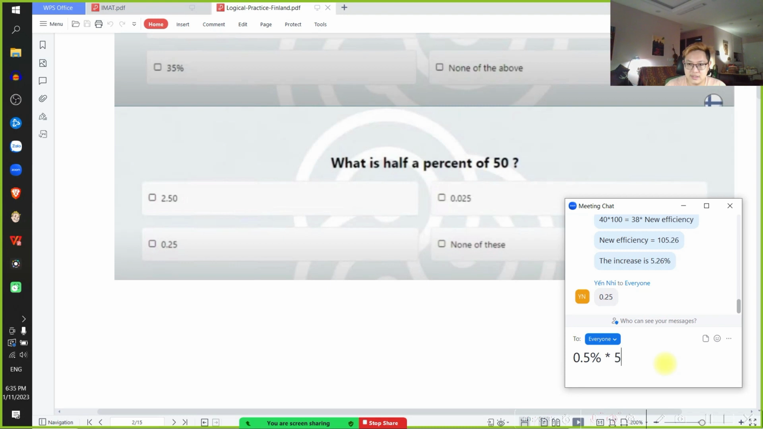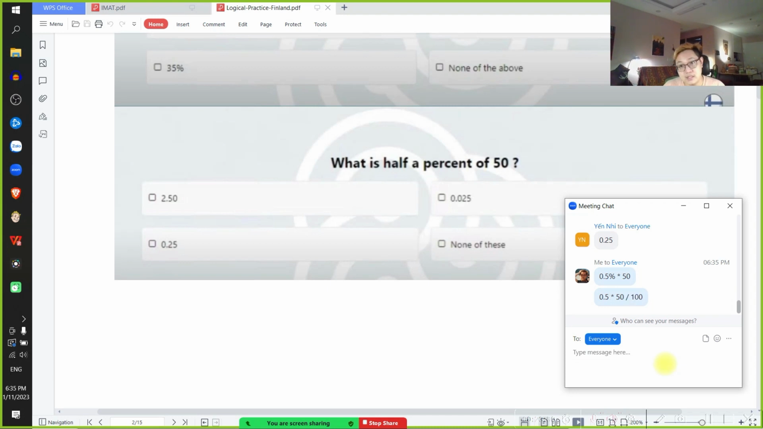0.5% of 50. So 0.5%, it means 0.5 divided by 100, isn't it? Phần trăm tức là chia phần trăm. So it means that 0.5 times 50 divided by 100. So you should yield 0.25, isn't it? Nó phải ra được là 0.25 mới đúng nha. Okay, good.